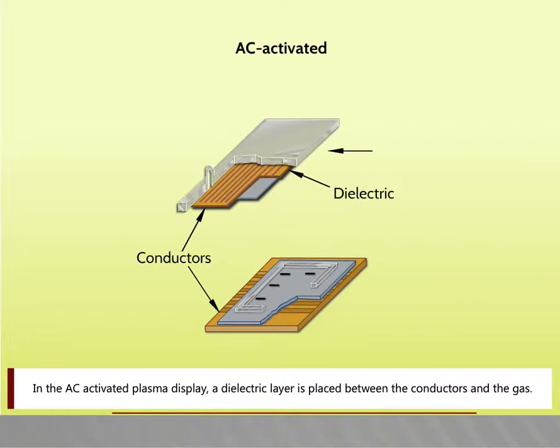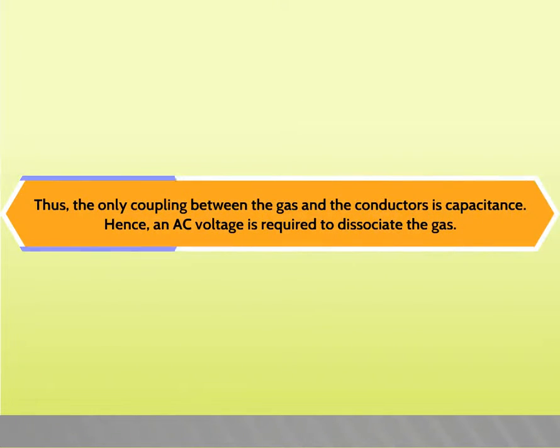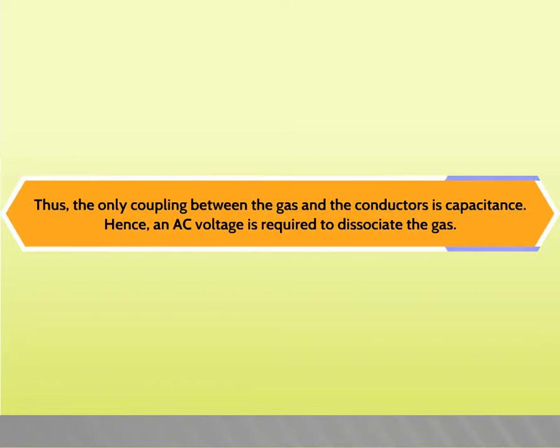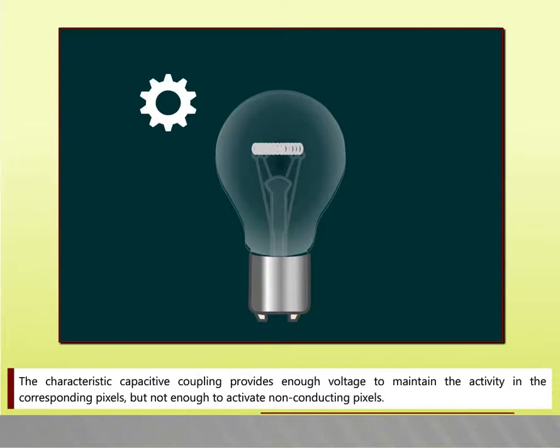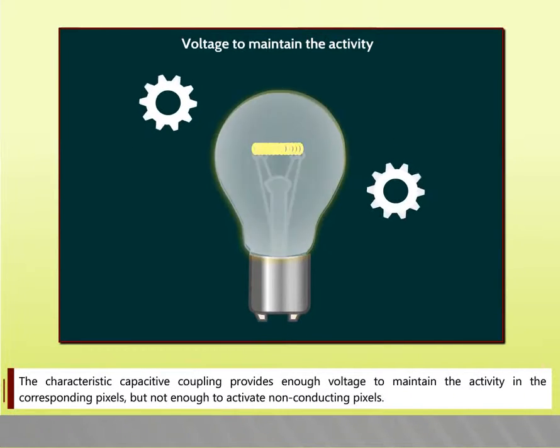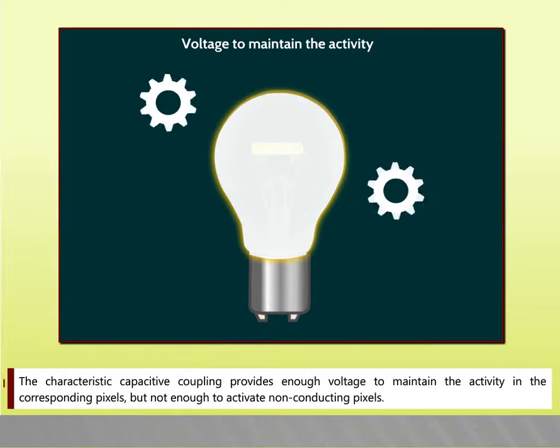In the AC activated plasma display, a dielectric layer is placed between the conductors and the gas. Thus, the only coupling between the gas and the conductors is capacitance. Hence, an AC voltage is required to dissociate the gas. The characteristic capacitive coupling provides enough voltage to maintain the activity in the corresponding pixels, but not enough to activate non-conducting pixels.